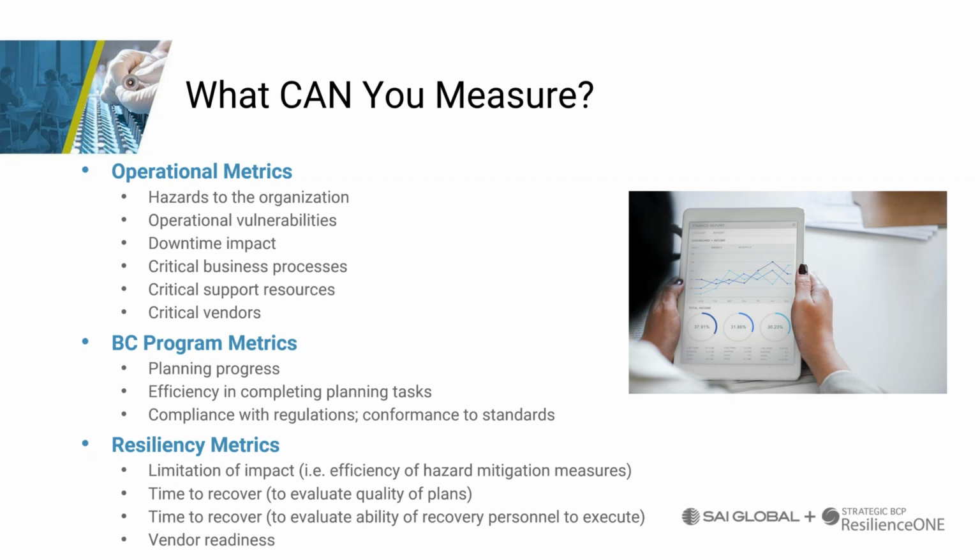We can also look at resiliency metrics. So limitation of impact. So that's the big one. That's why we do our jobs. So how effective, how efficient are our hazard mitigation measures? Are we really mitigating our impact overall to the enterprise by, say, in our information technology, by having our service up 24/7? How quickly can we respond to a cyber incident? And how much impact are we actually mitigating?